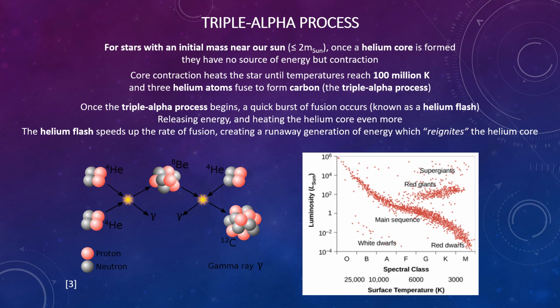This helium flash speeds up the rate of fusion, which creates a runaway generation of energy, which reignites the helium core. So this is going to be a much more brief stage of fusion than hydrogen into helium. This is not a main sequence process.